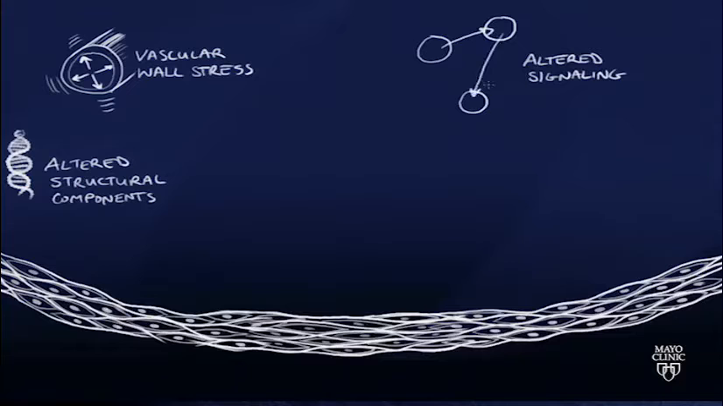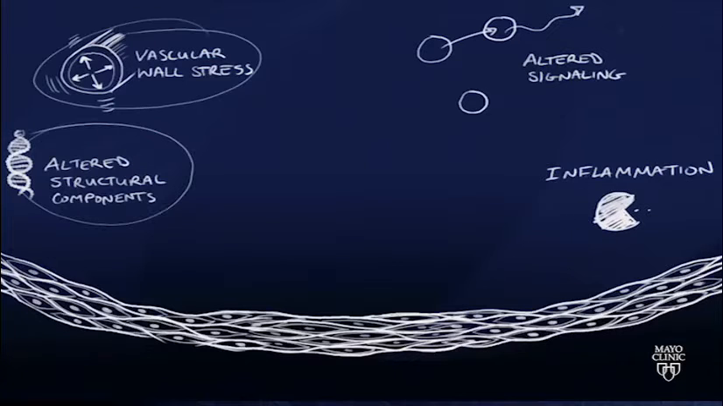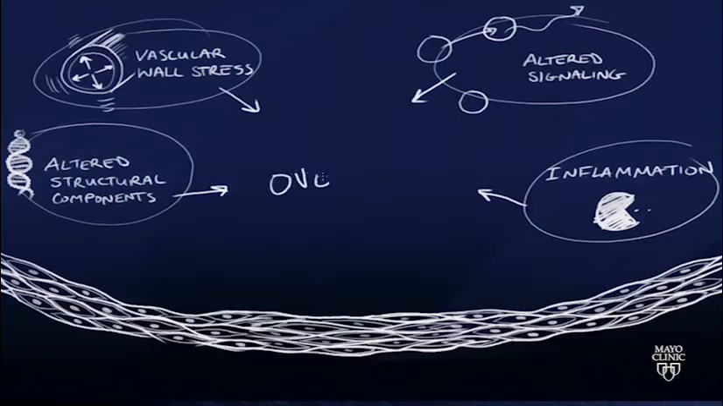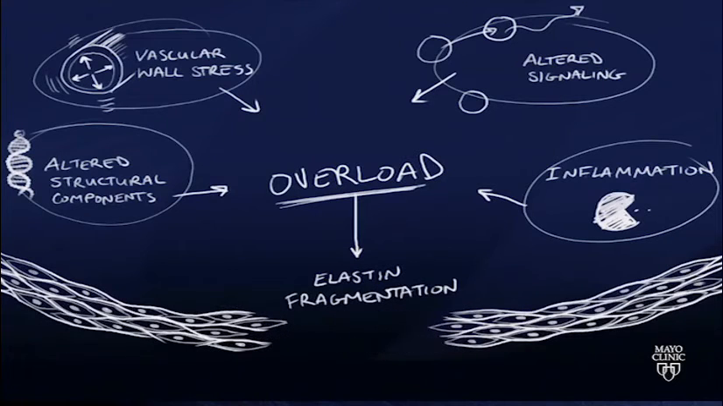If the signaling pathways are malfunctioning, that can activate inflammatory and fibrotic pathways inside the cell that are destructive, and so can inflammation. So all of these can result in an overload of that finely tuned system. That results in elastin fragmentation. And that weakens the aorta, and the result of that is an aortic aneurysm.